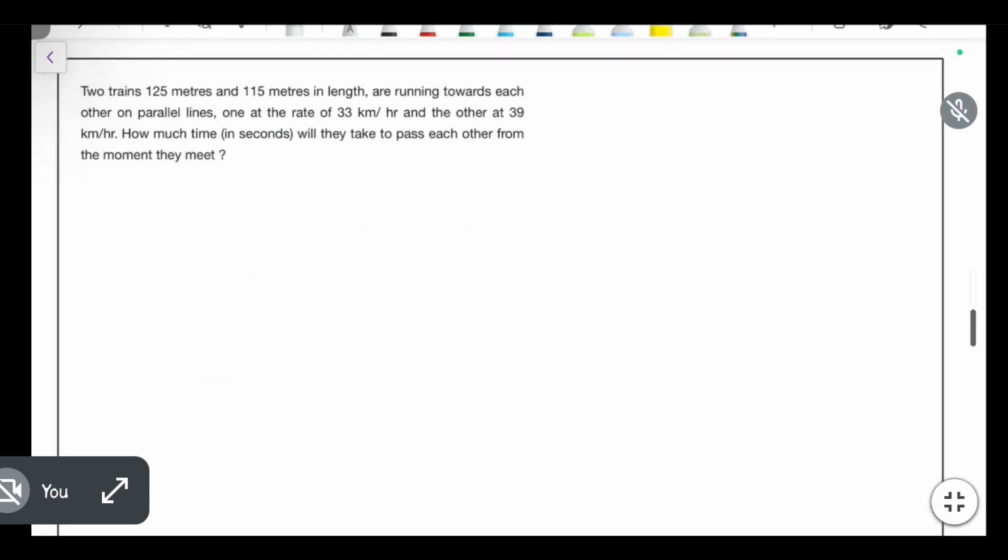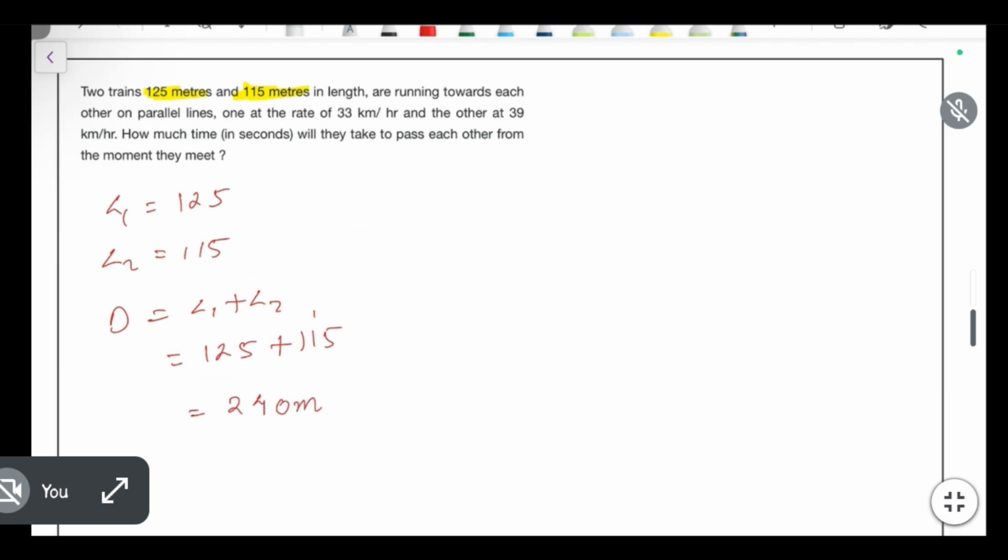Two trains of length 125 meter and 115 meter. That means we have two trains, L1 is 125 and L2 is 115. So the distance will be L1 plus L2, the length of the first train plus the length of the second train, because we have two trains here. 5 plus 5 is 0, 1 in hand; 2 plus 1 is 3, plus 1 is 4. So 240 meter is the distance.